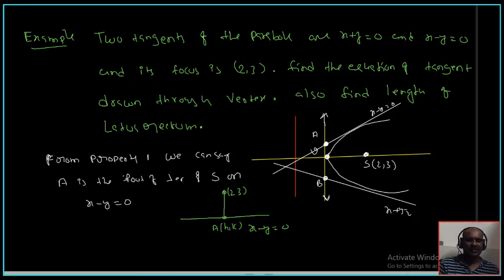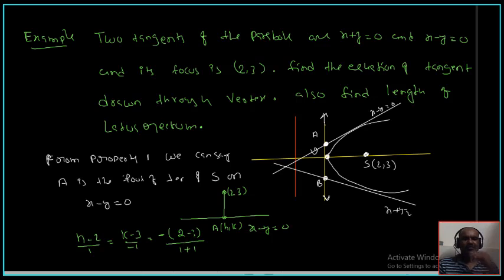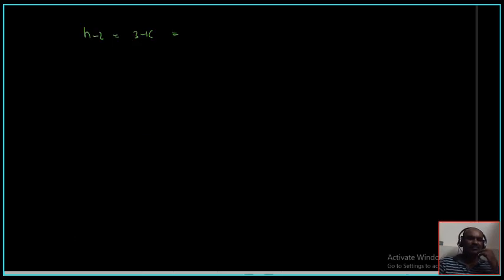Everyone knows how to find that, so I will write directly: (h minus 2) by 1 equal to (k minus 3) by minus 1, equal to minus times (2 minus 3), by a square plus b square, that is 1 plus 1. Now we need to simplify this. h minus 2 equal to 3 minus k equal to 2 minus 1, minus 1 is plus 1, by 2, that is 1 by 2. Therefore the coordinates of A are (h, k) equal to (2 plus 1/2, 3 minus 1/2), that is (5/2, 5/2).